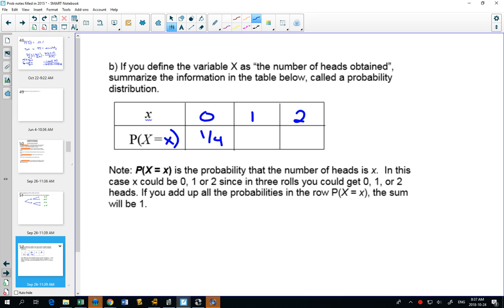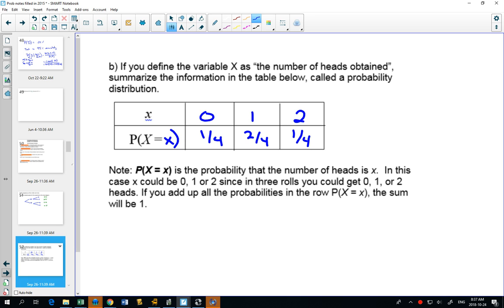Well, that was 1 out of the 4. How many had 1 head? There were 2 of them, the heads then tails, or the tails then heads. So we would say the chances of this is 2 out of 4. And getting both of them heads, well, there was 1 that had both of them heads.